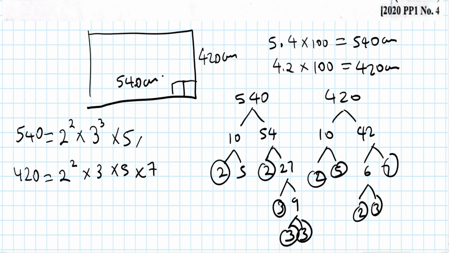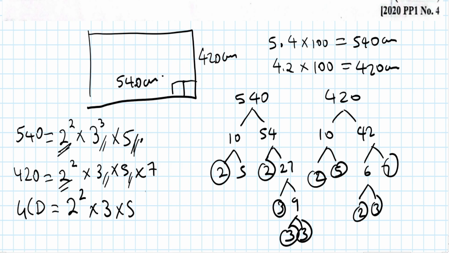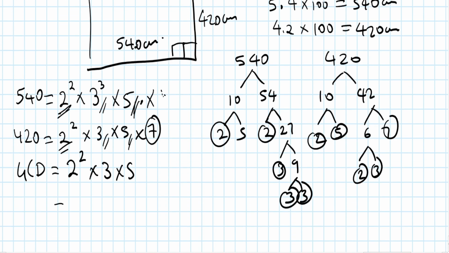Now, since we've reached here, for the GCD, we normally take the number with the smallest power. If you look at this 2, obviously the smallest is just 2 squared still. If you look at this one and this one, the smallest is 3. If you look at this and this, obviously it's just 5. And since 7 doesn't appear at the top, we leave it alone. So the GCD is going to be 2 squared times 3 times 5, which is 4 times 3 times 5, which is 60 centimeters. Done.